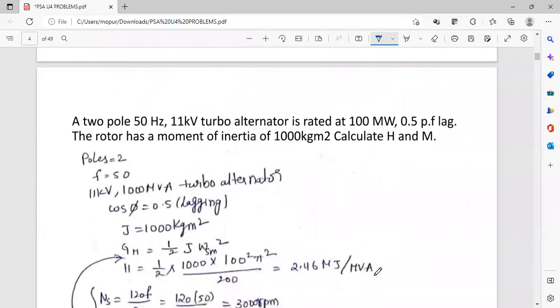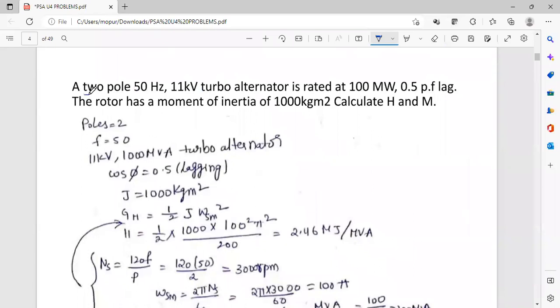Now let us see the first problem. They have given a 2-pole machine, so P is equal to 2. And then they have given 50 hertz. Frequency is 50 hertz. This 11 kV is not required for us. The turbo alternator is rated at, so they have given the rating, and they have given the power factor also. So this is the SB.